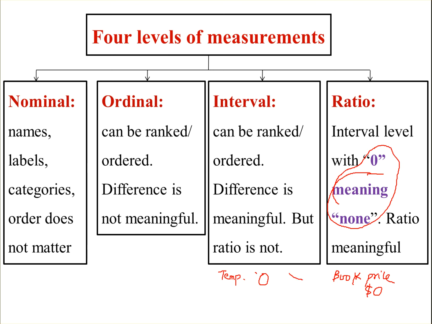So that's the main way to distinguish these two measurements. If zero is meaningful, means none, then it's going to be ratio. If zero still means something, it doesn't mean none. For instance, year. The year zero is the starting of the current calendar. So this year, zero year doesn't mean no year. Hopefully, this clarifies any confusion that you may have in these 4 levels of measurement.